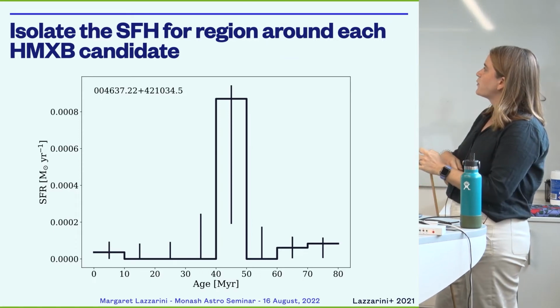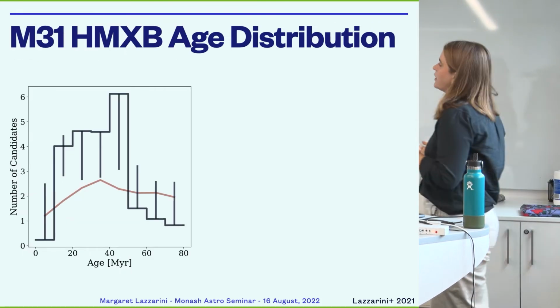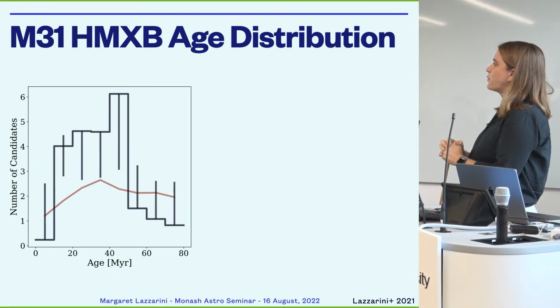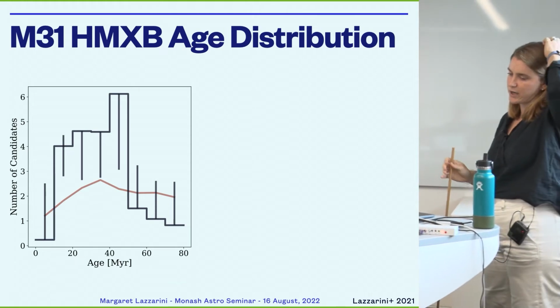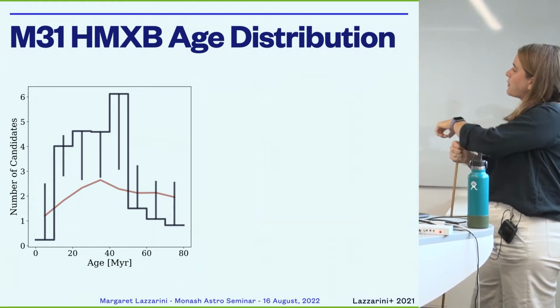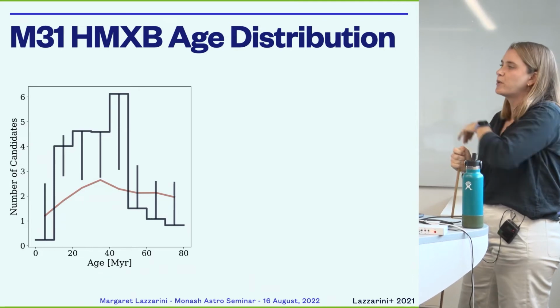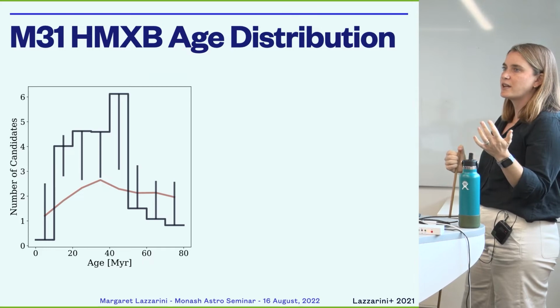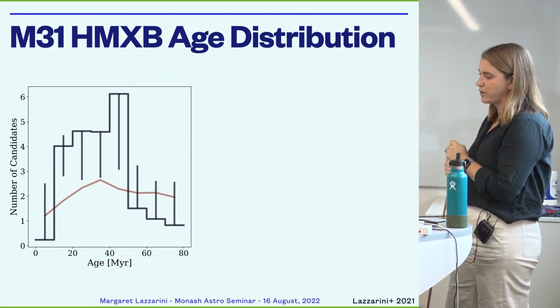And we can do that for our full population to get an age distribution, which is showing how many of our HMXB candidates we expect to have been born in each of these time bins. So the dark histogram is showing the M31 population. The colored line just shows, if we select an equal number of completely random regions from the galaxy, what do we get, to show how much above the average star formation rate we're seeing here.